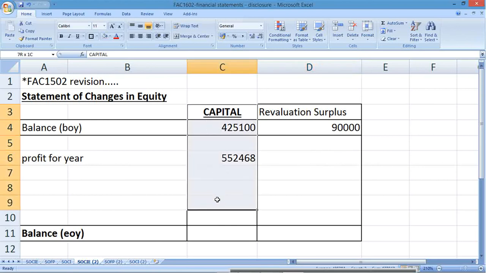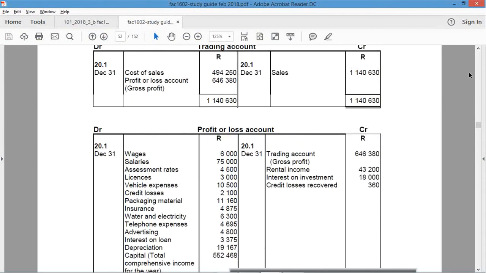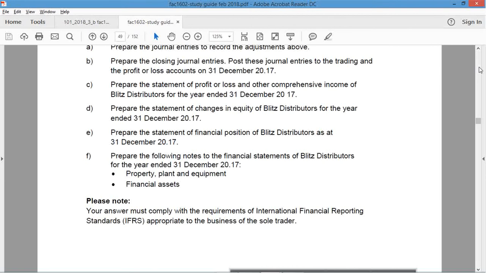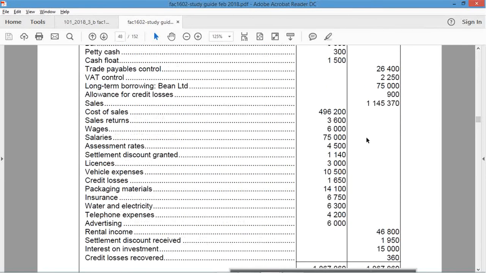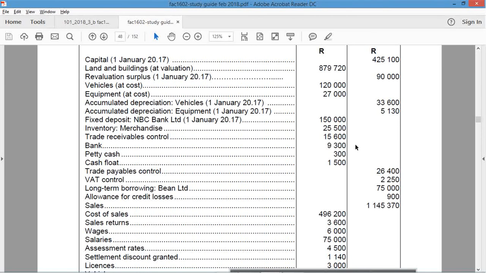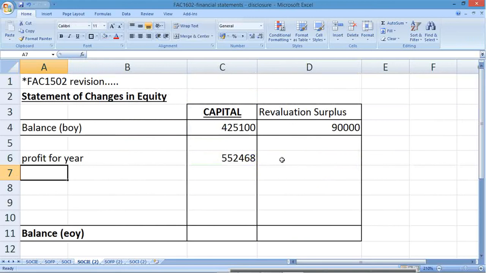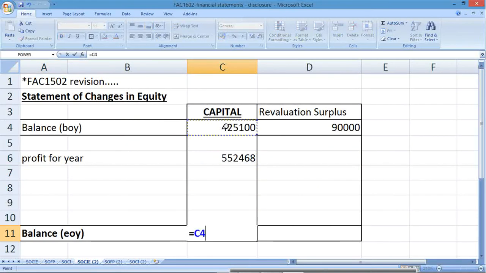Okay, we had two columns here. Capital. So it's that plus that. Yes. Drawings though. Do we have any drawings in this question? No. I don't see any drawings. If there's no drawing, that means they're not taking from the business. There wasn't any. So we didn't allocate anything to the owners. So that plus that gives you the balance.